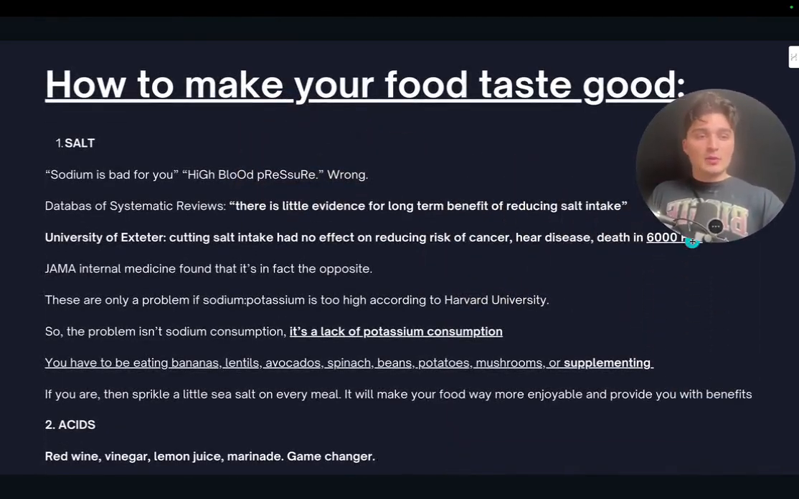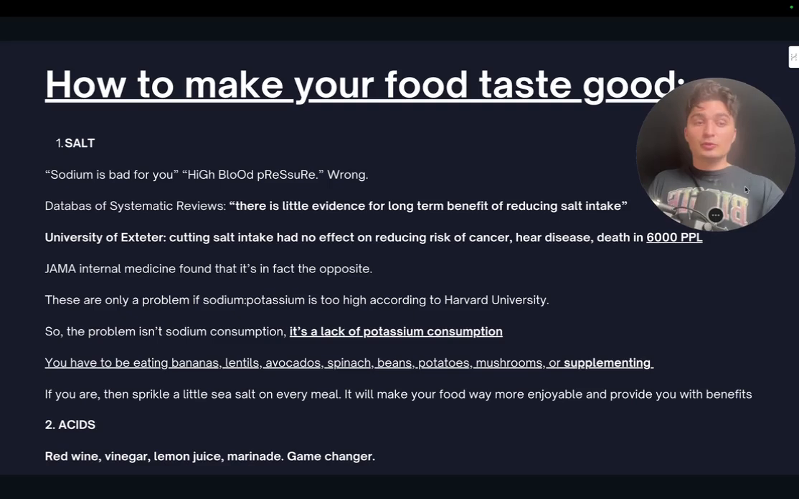So now I want to talk a little bit about how to make your food taste good, okay? Number one thing you can do to make your food taste good is add a bit of salt. Now, we've been sold another myth, which is that sodium is bad for you. It causes high blood pressure. You should not eat any salt, or should avoid sodium at all costs.